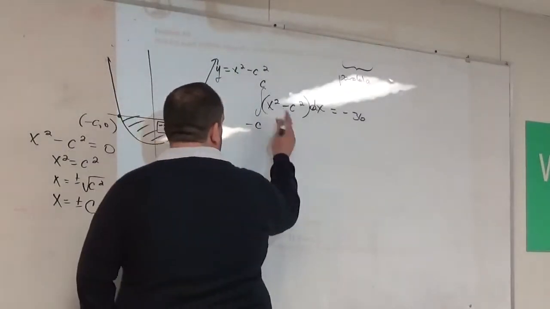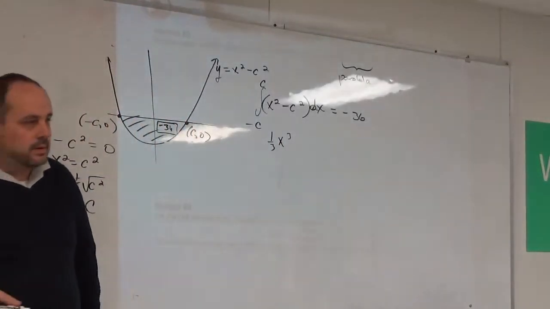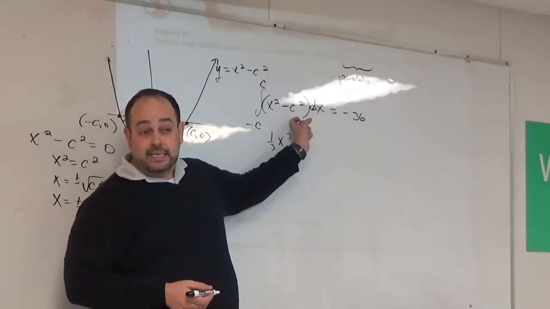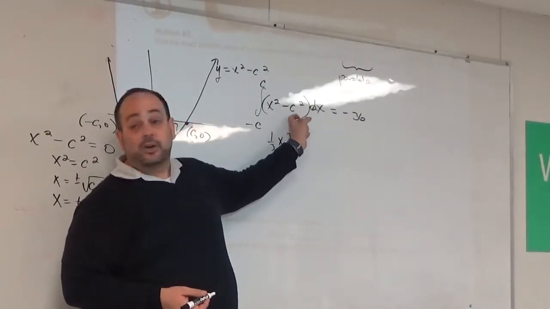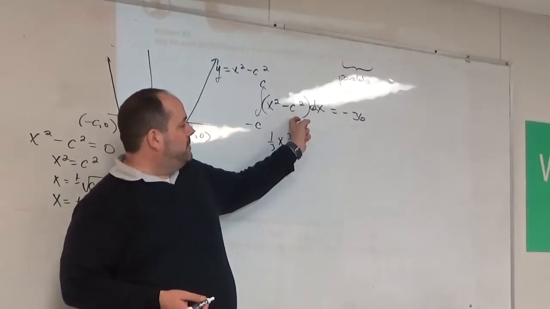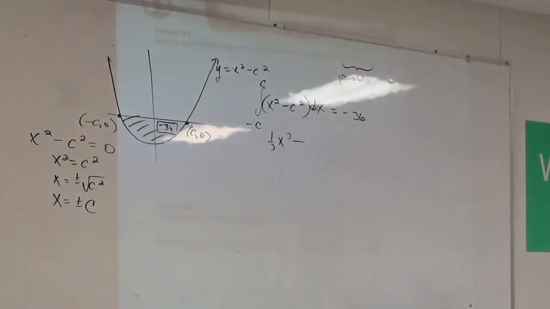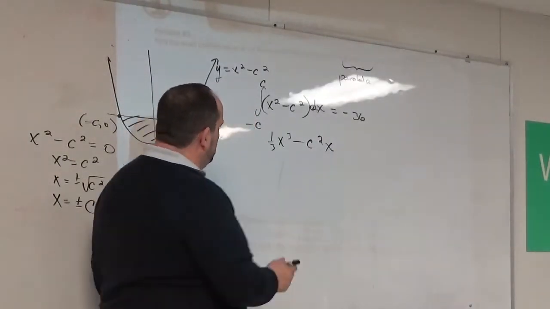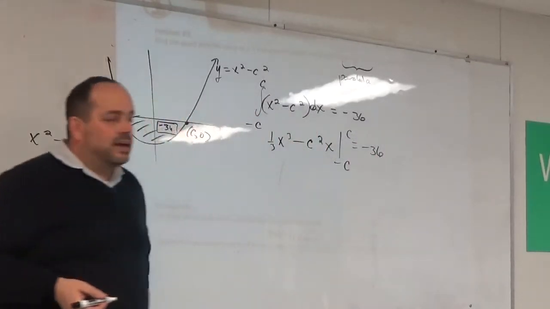Okay, the integral of x squared, add 1 to the power, divide by the new power, 1/3 x cubed, minus the integral of c squared with respect to x. c is a constant, like 3, 7, 12. What's the integral? It's not 0. That would be the derivative. What do you take the derivative of to get c squared? It would have to be c squared times x. And now you're going to evaluate from negative c to c, and you need to get negative 36.